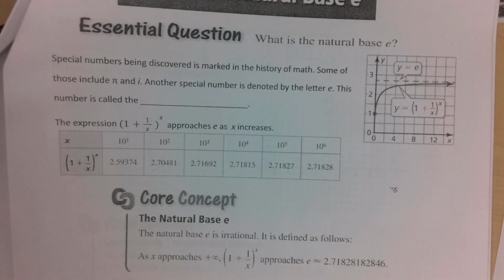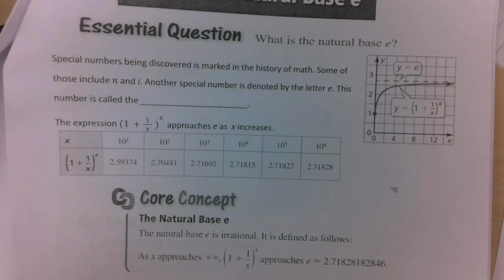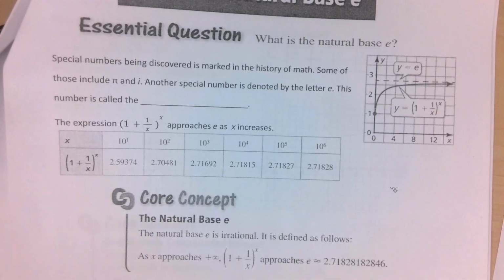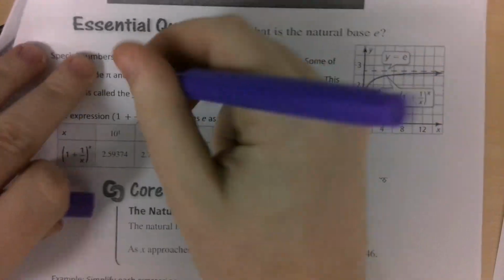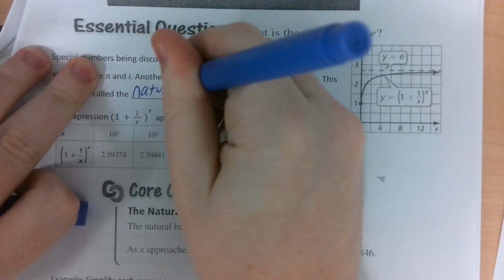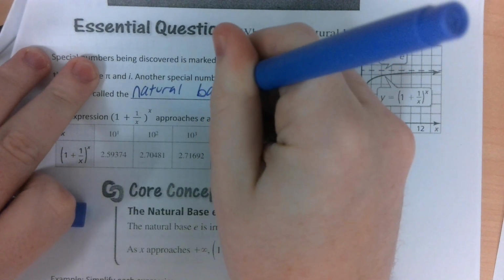Well, we know that there are special numbers, such as pi and i, that we have learned in the past, and their significance can be a little bit weird. Sometimes we don't know what they do all at the start. e is very similar to that. This number, once again, is called the natural base.